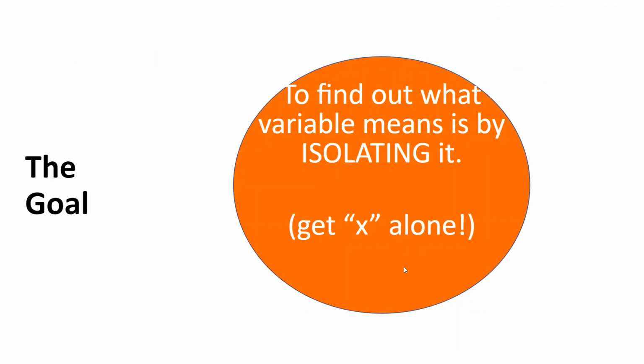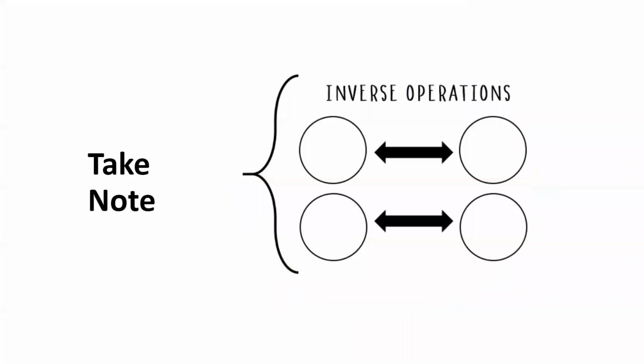Our goal is still the same. We have to find out what is happening to the variable, and that means by isolating it. So we have to get x alone. And just like before, inverse operations. We know that positives and negatives are inverses of each other, or addition and subtraction, however you want to look at it. Today we're focusing on multiplication and division. So those are going to be the inverse operations of each other.